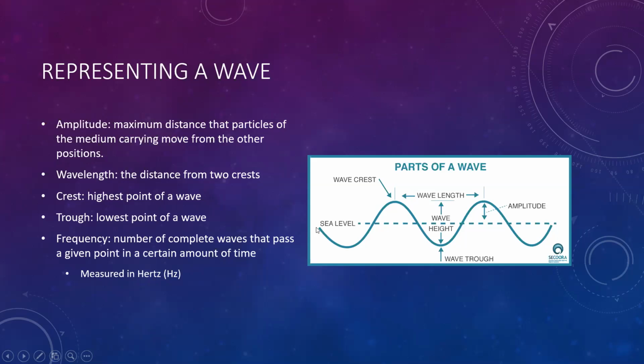And frequency is the number of complete waves that pass a given point in a certain amount of time. So when we talk later on about light and sound, frequency is very important there, and how quickly the frequency of these waves is going to affect what you hear or what you see. Frequency is measured in hertz, which is labeled capital H, lowercase z, Hz.